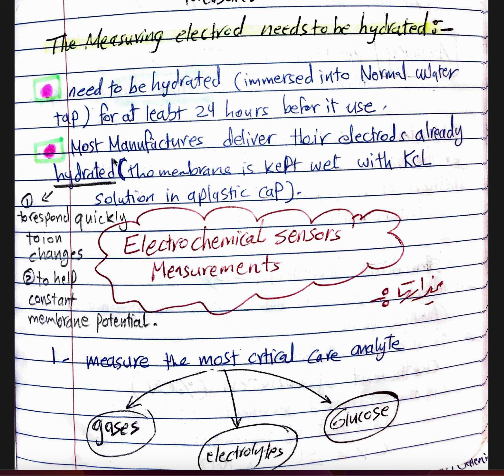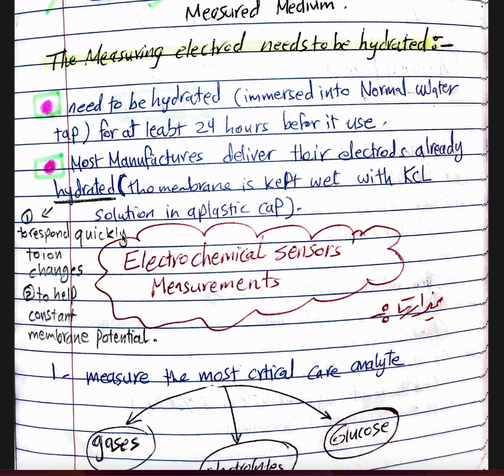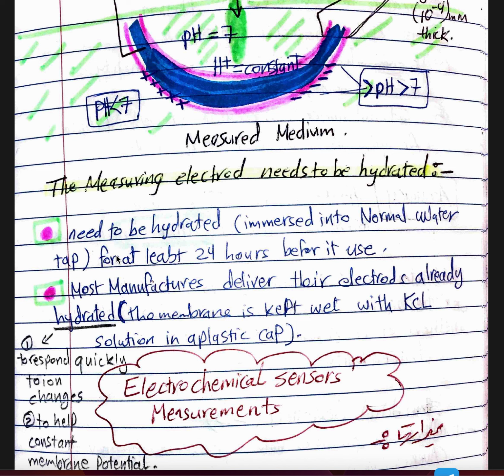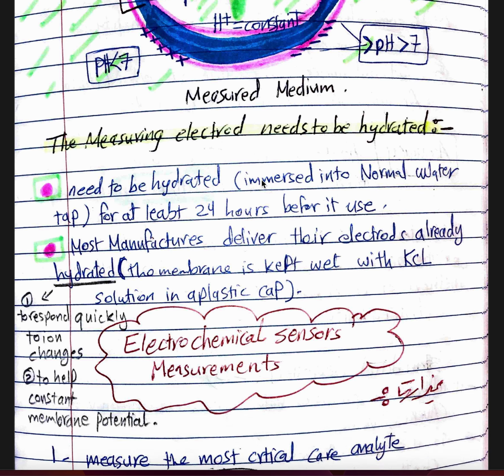So why is the electrode hydrated? To respond quickly to the ionic changes, this is the first one, and to help keep a constant membrane potential. The question that comes to your mind is why we hydrate it. For two reasons: it increases the sensitivity of measuring the ionic change and the ionic activity, and it keeps the membrane constant.